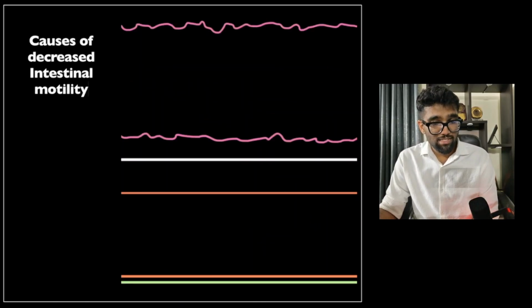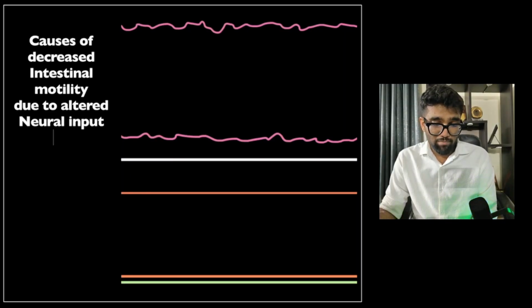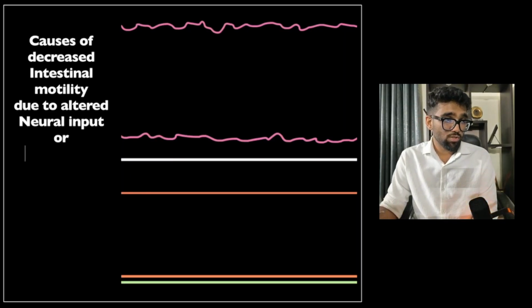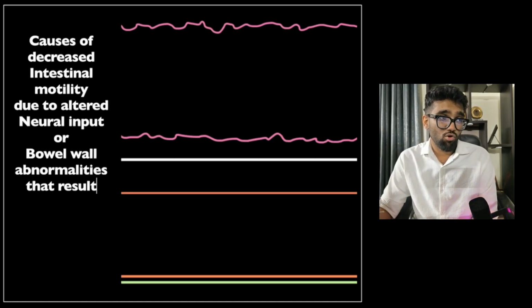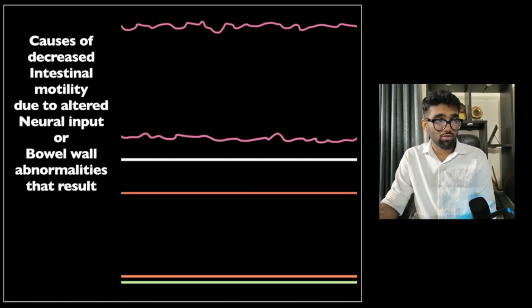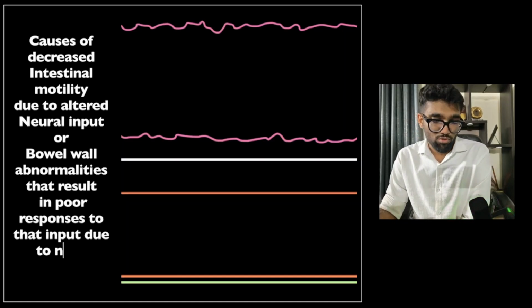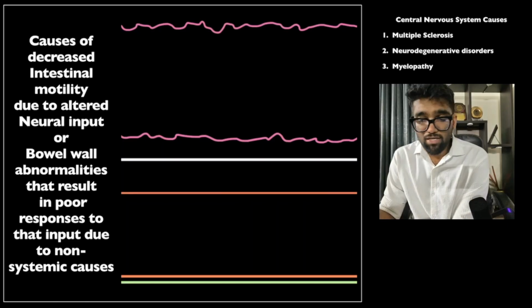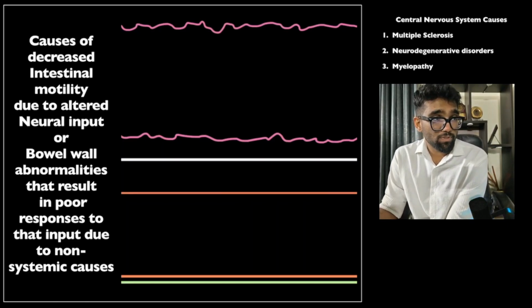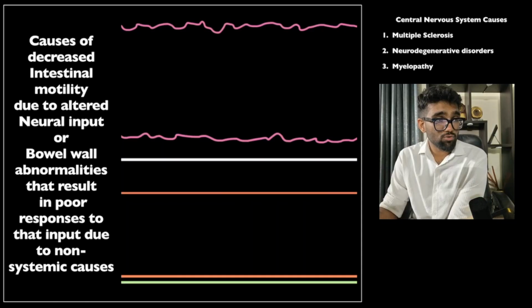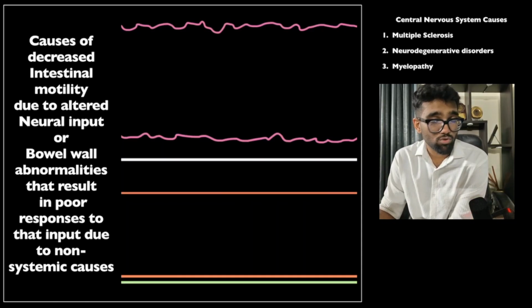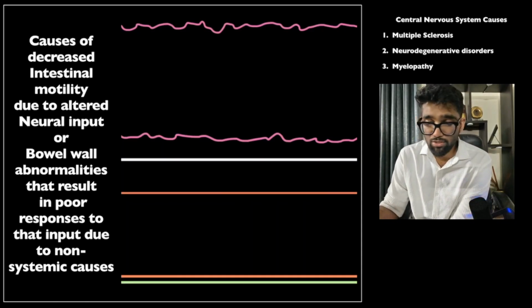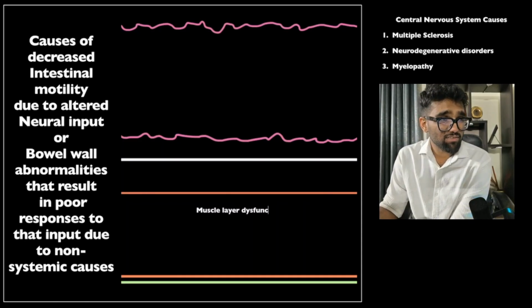Now, the causes of decreased intestinal motility due to an altered neural input, or due to an abnormal response of the gastrointestinal tract to the normal neural input, can be as follows. So, one is we could have, like I said, central nervous system disorders like multiple sclerosis, neurodegenerative disorders, and myelopathy, where the neural input into the gastrointestinal tract is decreased. So the parasympathetic tone falls out of proportion to sympathetic tone. And obviously, this could happen particularly with multiple system atrophy (MSA).